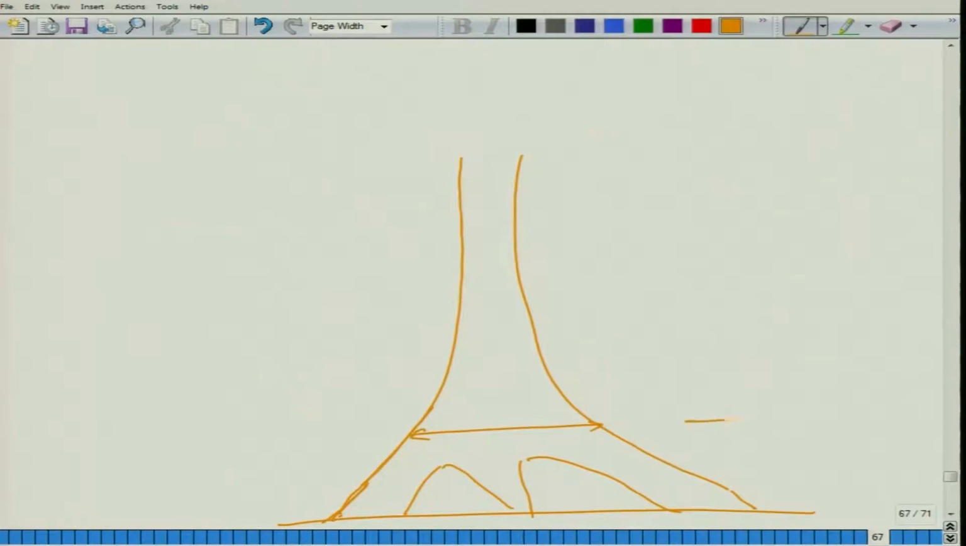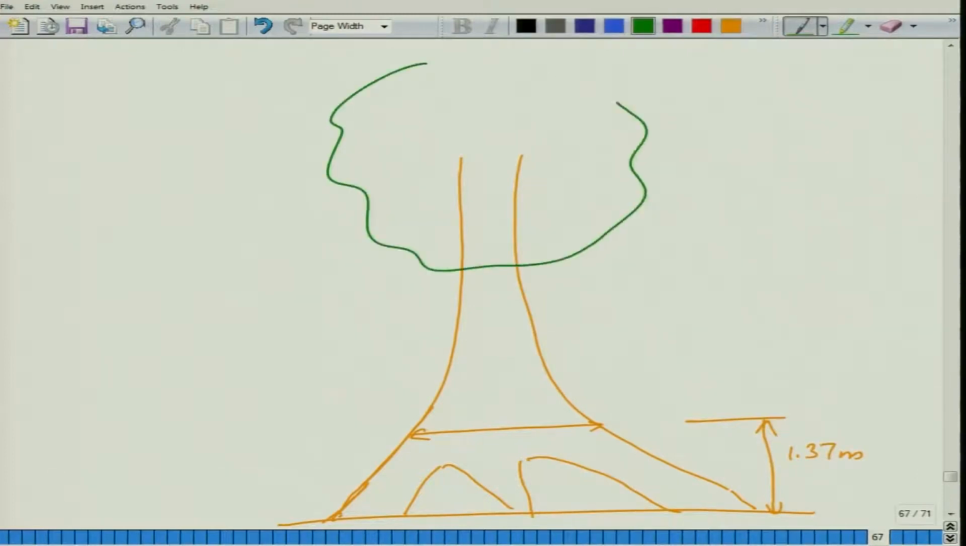So, suppose this was your 1.37 meters. So, in the case of a buttress, how do you measure it? Here the rules state that if you have a tree with a buttress, you take your DBH at some point above the buttress at which the diameters have become nearly equal. So, where your buttress is gone. Here you will measure your diameter at this point.